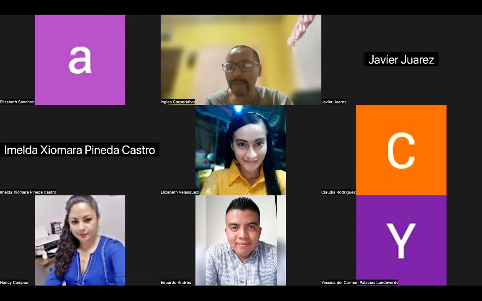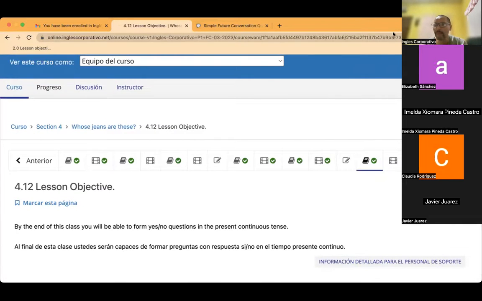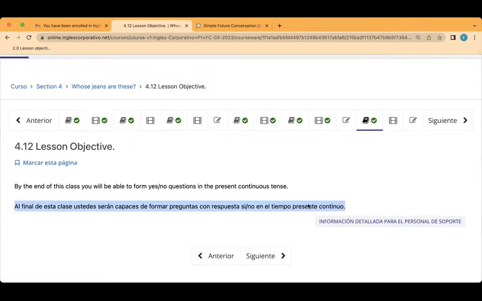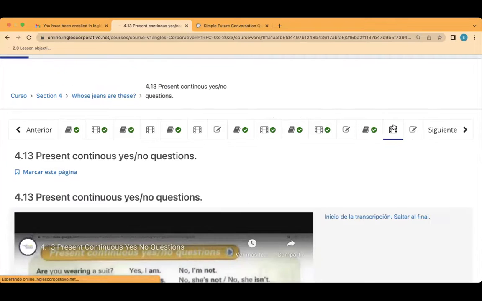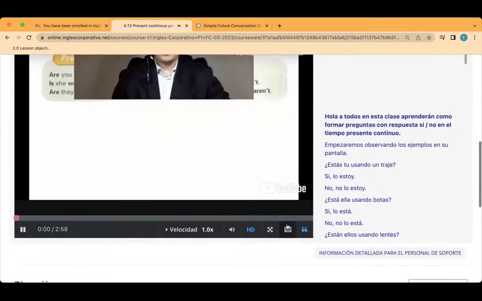Let me share the screen. Do you see? Yes. Excellent. So, what is the objective? Formar preguntas con respuestas sí o no en el tiempo presente continuo. This is present continuous. We are going to watch a video and then we're going to practice.